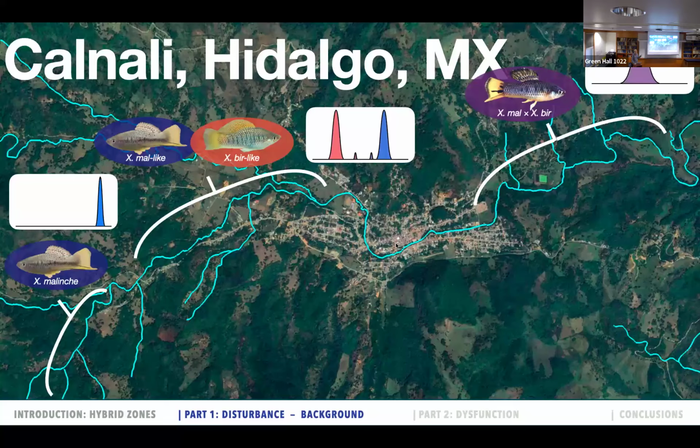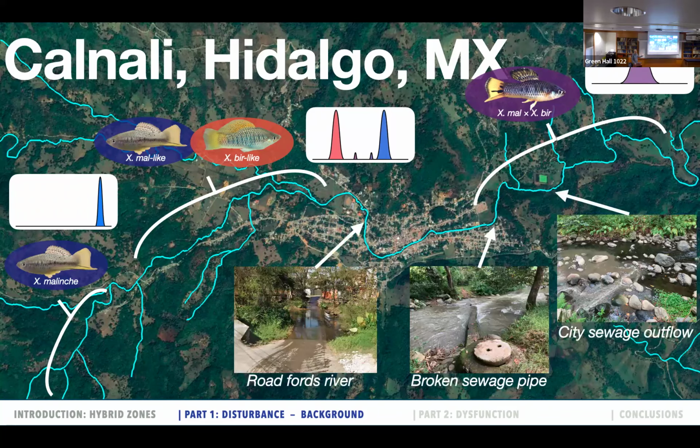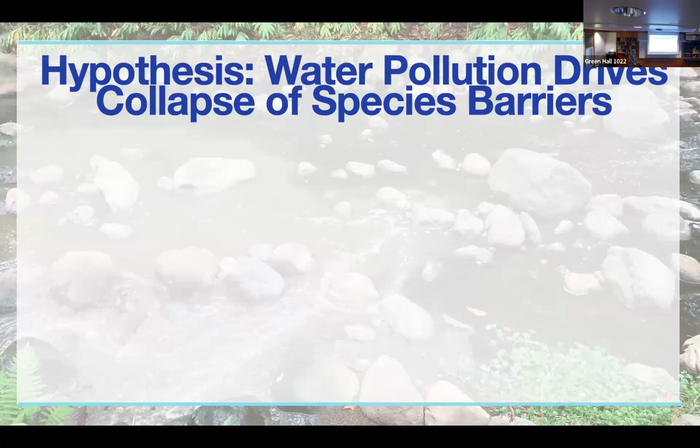So they're demographically connected, but we see structure upstream, but not downstream, implying that one of the various point source pollution sources in the town might be affecting the water quality enough that it is driving a change in the reproductive barriers between these species. And so my hypothesis here was that water pollution is driving a collapse of species barriers between Xiphophorus malinche and Xiphophorus birchmanni.